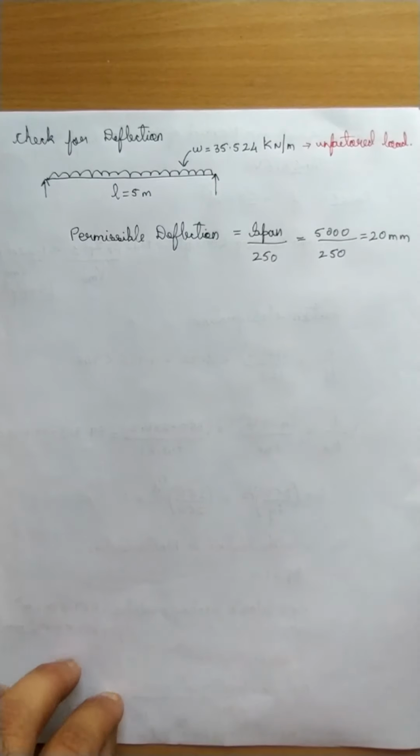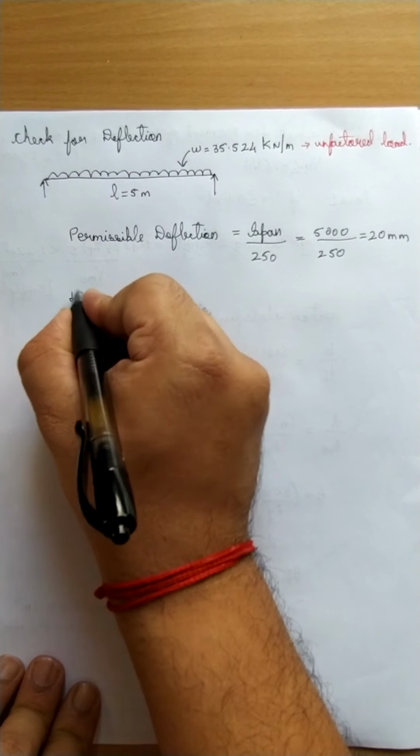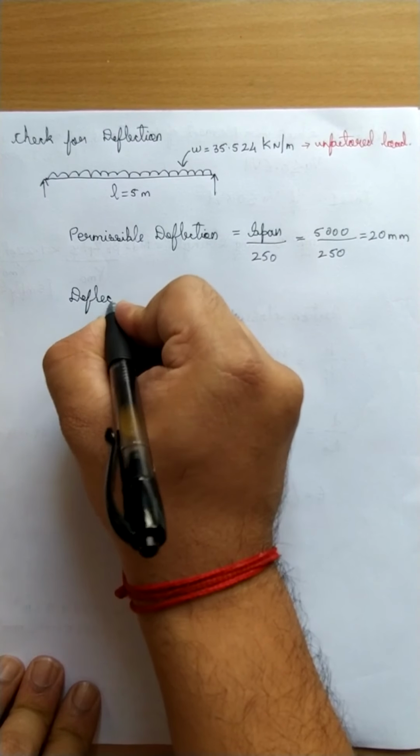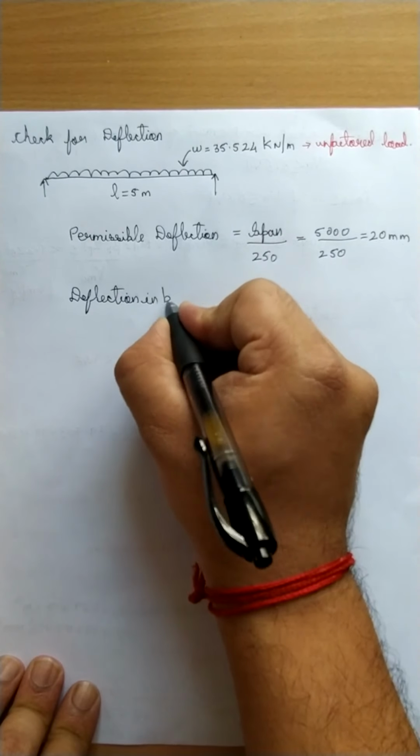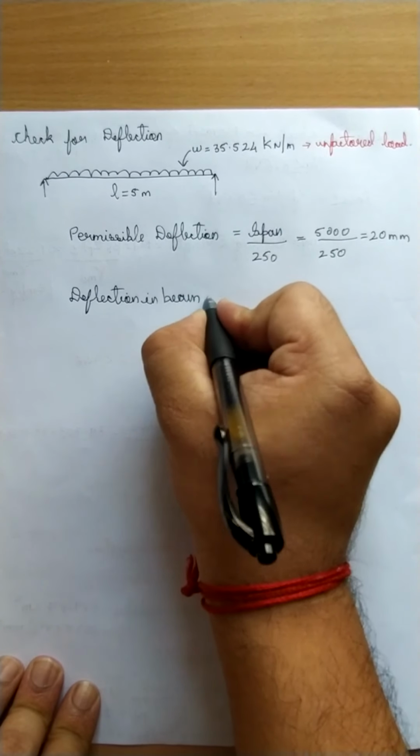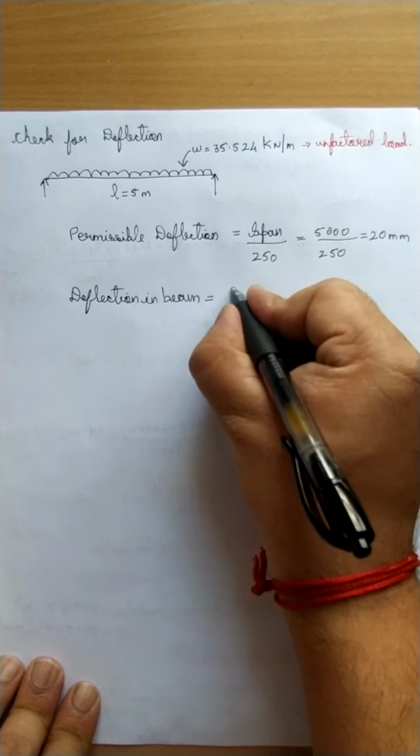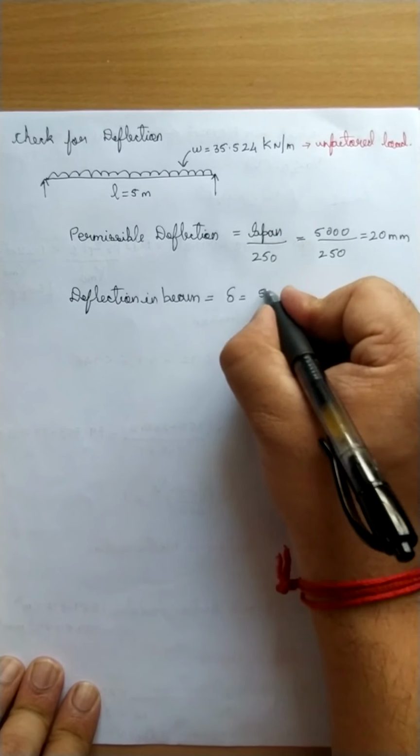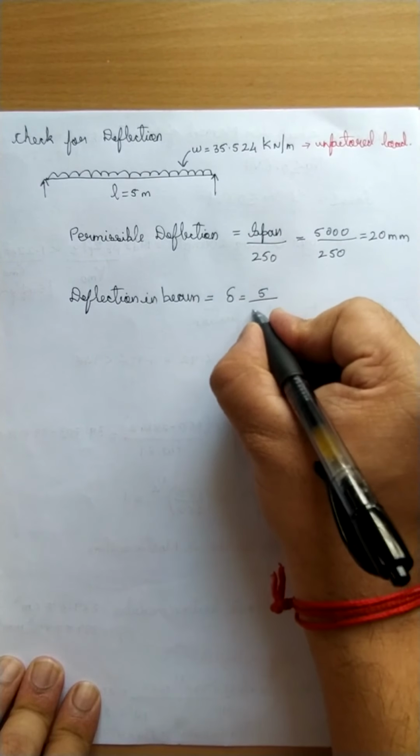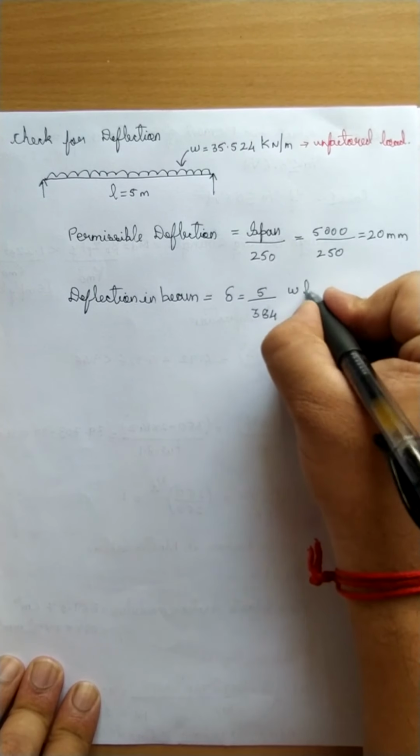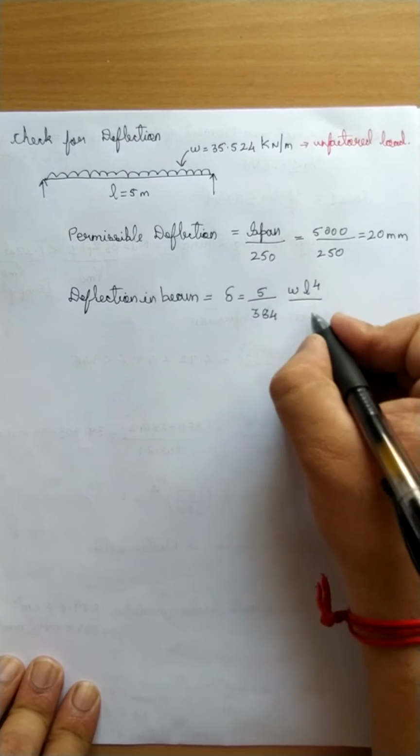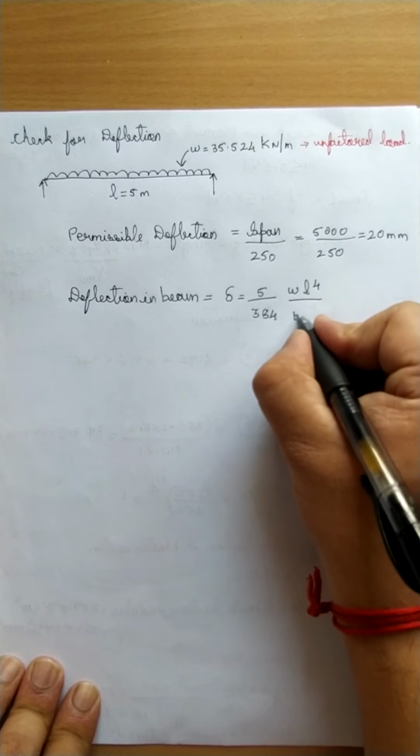Now let us calculate the deflection in the beam. So the deflection in the beam is given by delta equals 5 divided by 384 into W L raised to 4 divided by E I.